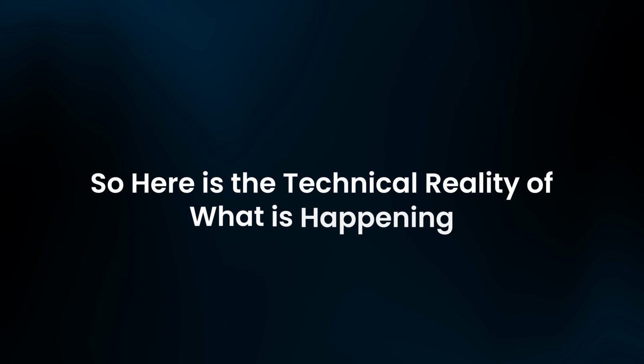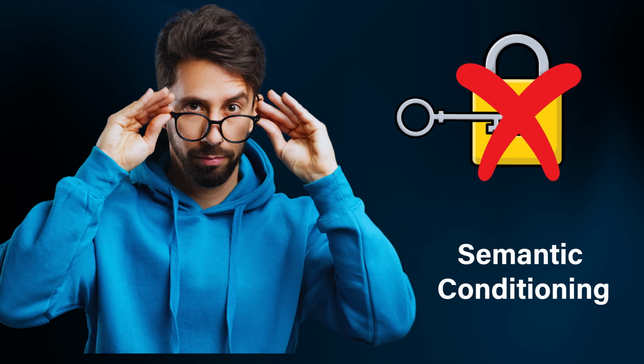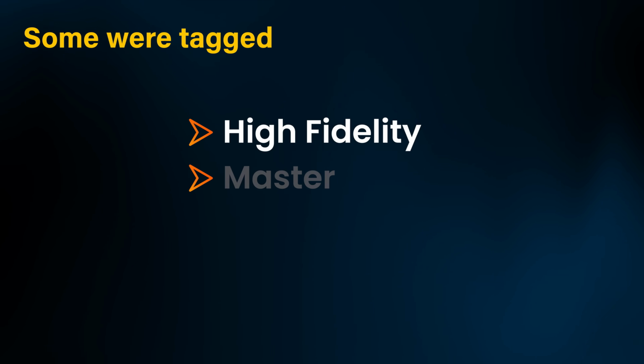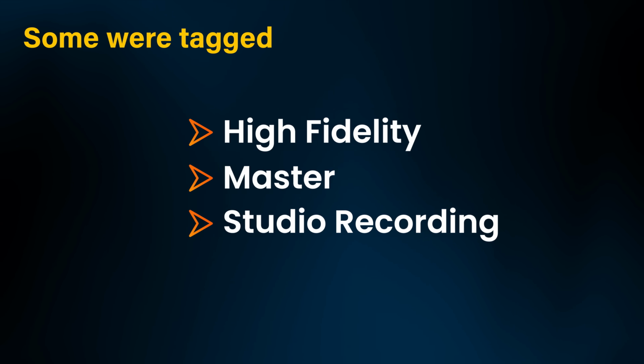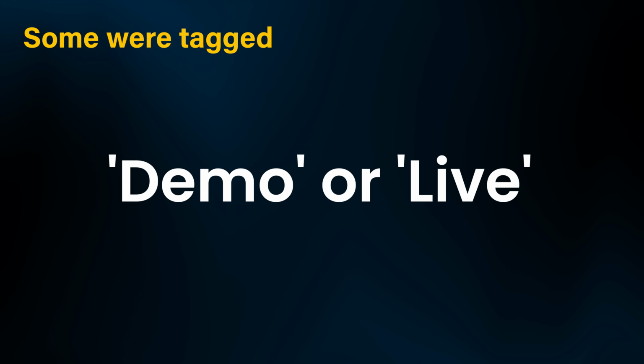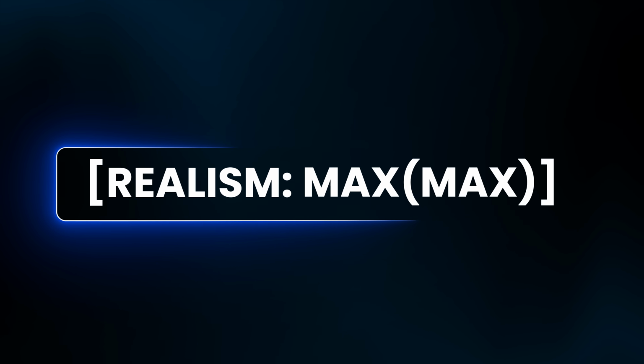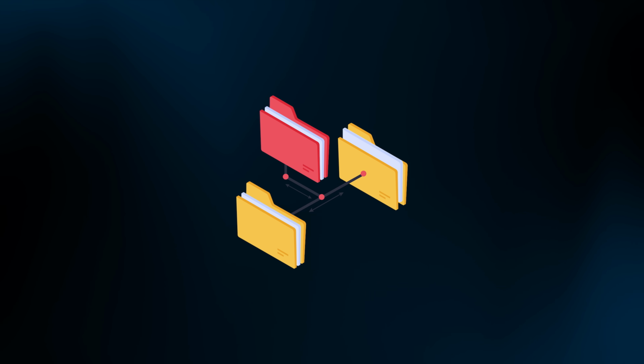So here is the technical reality of what is happening. You aren't unlocking a feature. You are doing semantic conditioning. Suno was trained on millions of audio files. Some were tagged as high fidelity, master, or studio recording. Some were tagged as demo or live. When you use the bracketed code, you aren't running code. You are using pseudo tags. You are mimicking the metadata that the AI associates with high-quality audio files.